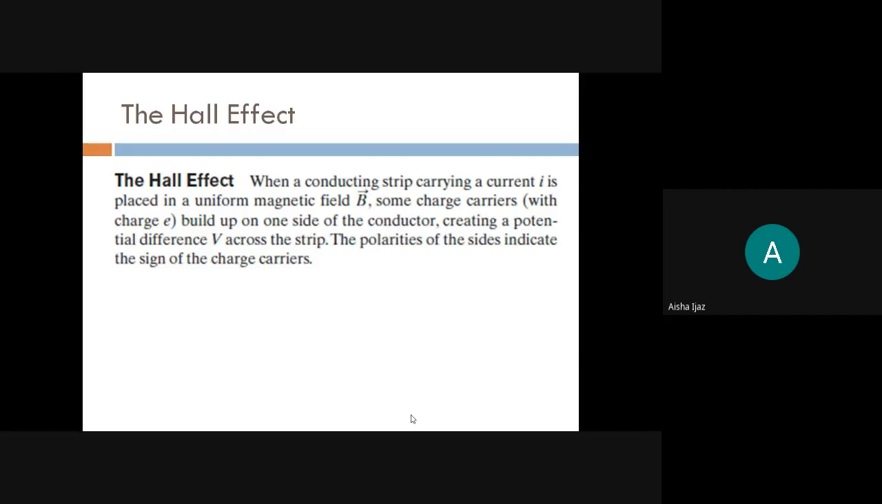You will see that some charge carriers build up on one side of the conductor, obviously leaving a deficiency on the other side and creating a potential difference V across the strip. So the polarities of the sides indicate the sign of the charge carrier. Basically, this is the Hall effect. Now we are going to discuss it in detail.